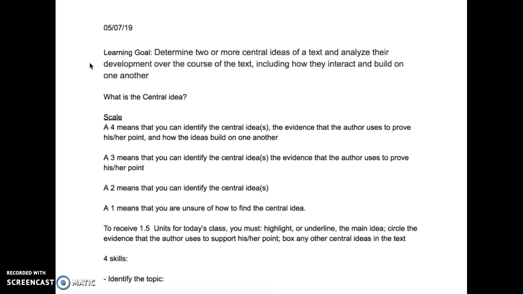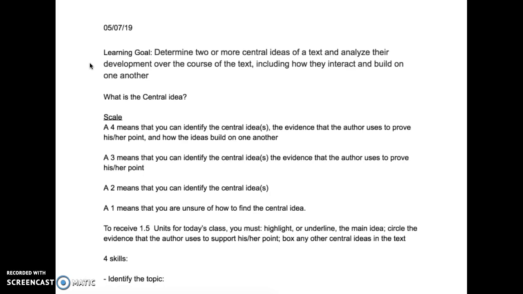4 means that you can identify the central idea or ideas, the evidence that the author uses to prove his or her point, and how the ideas build on one another. 3 means that you can identify the central ideas and the evidence that the author uses to prove his or her point. 2 means that you can identify the central idea or ideas, but you're not really explaining the evidence or how you got there. And 1 means that you're unsure of how to find the central idea.